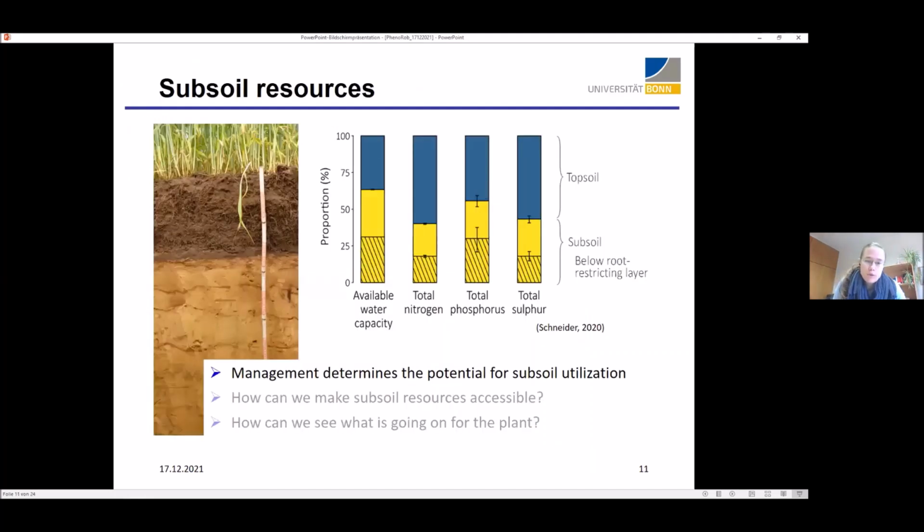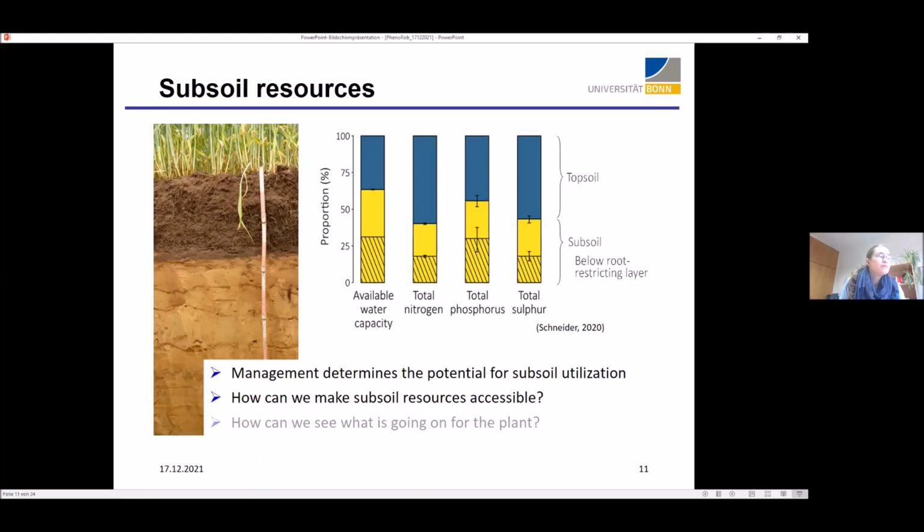So if we go back to the questions that I set out in the beginning, the answer to the first one is a clear yes. Whatever you do or whatever we are already doing in terms of management strategies already does affect how much of the subsoil resources can be potentially used and how much of that is biologically active, as you would say. But of course, we still have this problem of the root restricting layers that mask about half of our resources that could potentially be accessible.